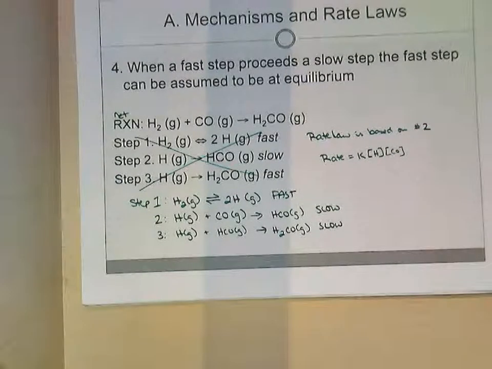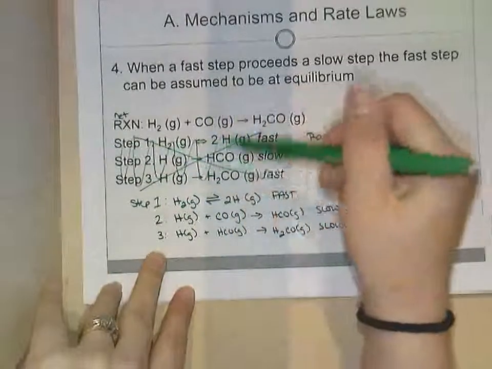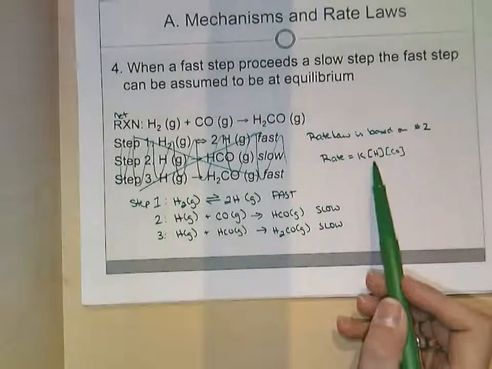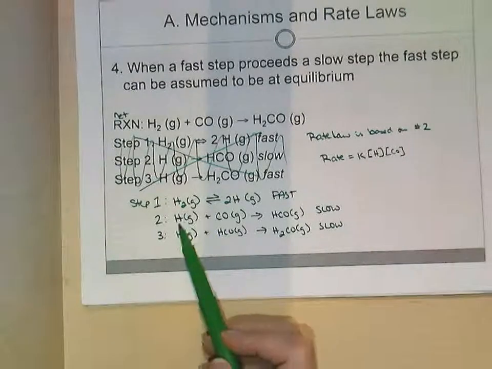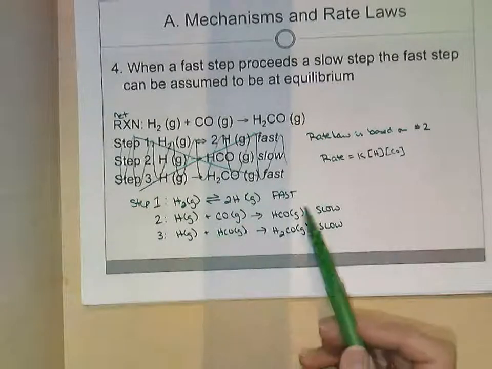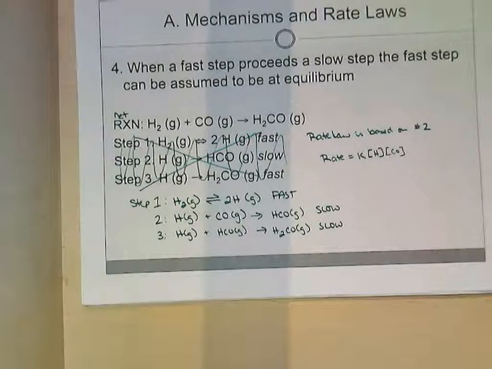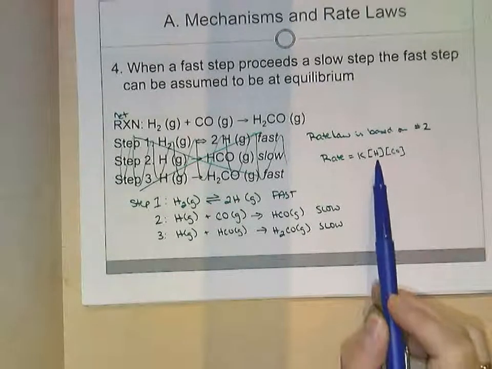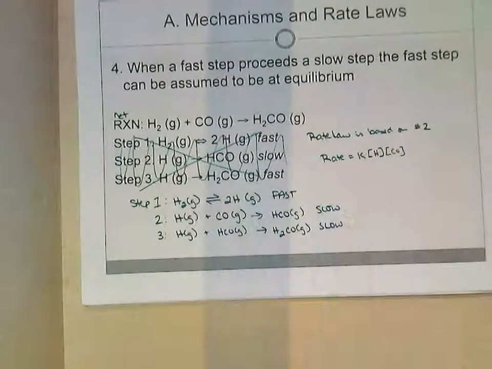All right, so now I have my corrected 3 elementary steps. The rate we just said is based on step number 2, where I have H and carbon monoxide, right? Their exponents are 1. Does a single H appear in my net equation? A lone, single, solitary, lonely H in my net equation?